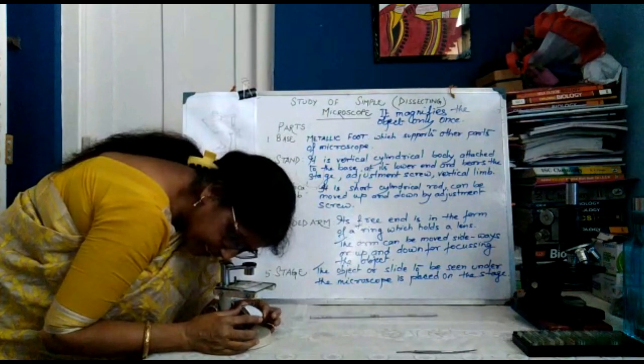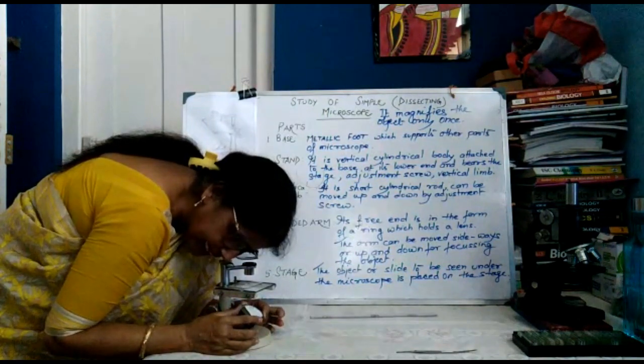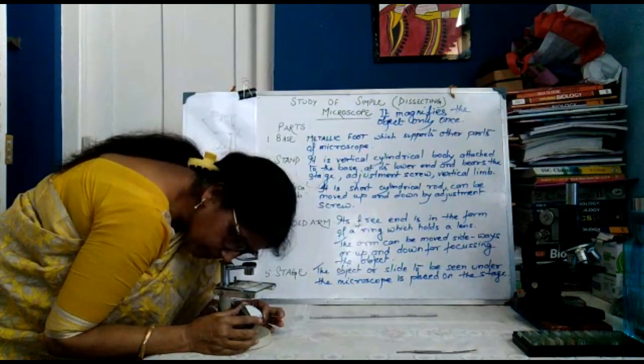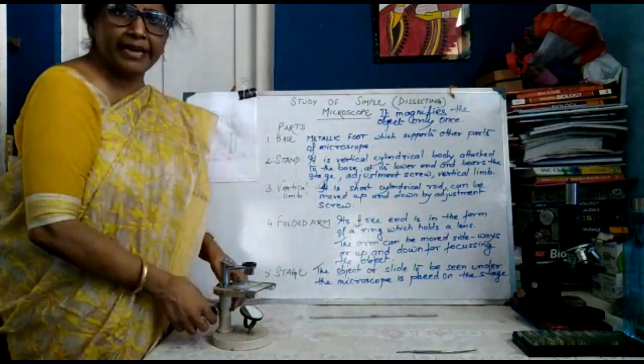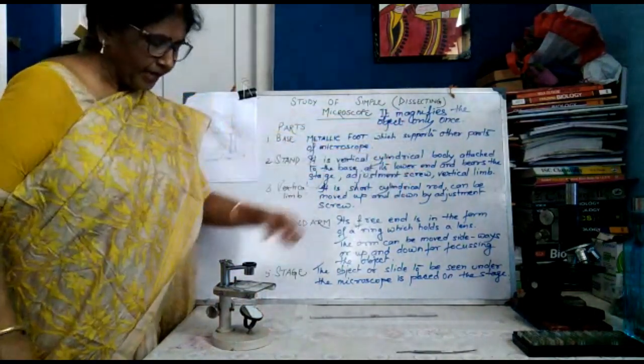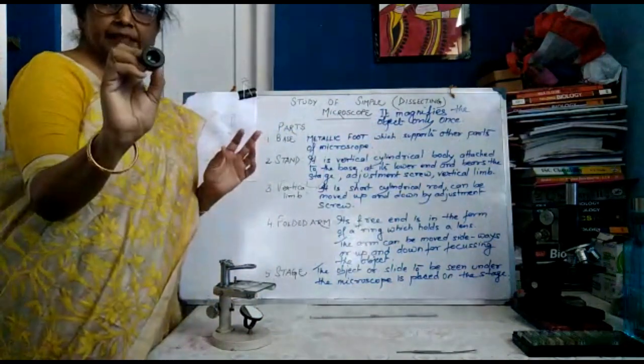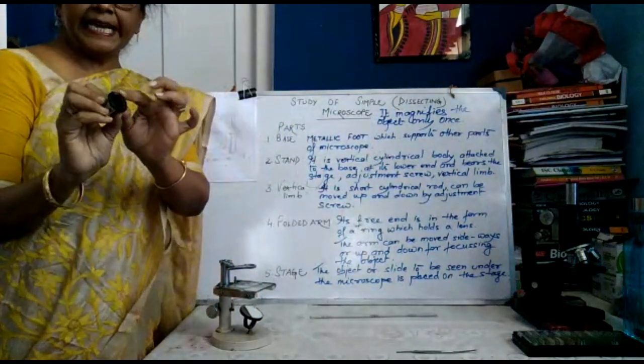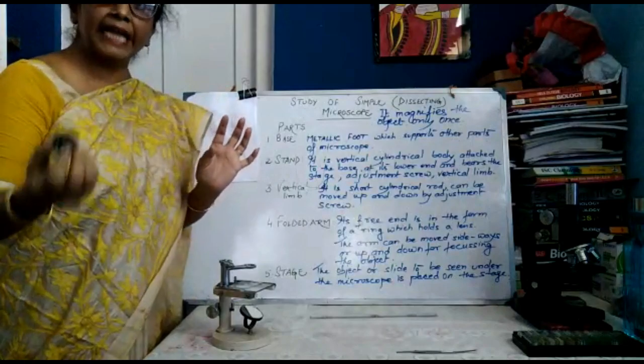And this is the mirror which helps to reflect the light like this. Okay. This is about the simple microscope. It magnifies the object only once. Here in this eyepiece, it is only 10x. That means the magnification is 10 times. Okay.